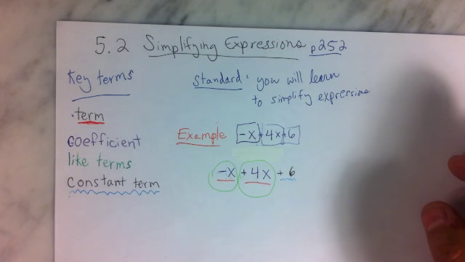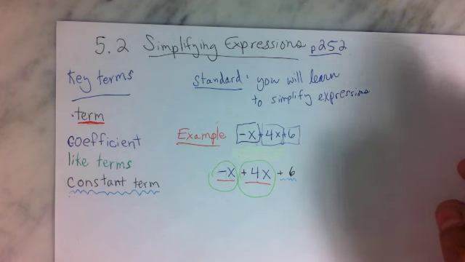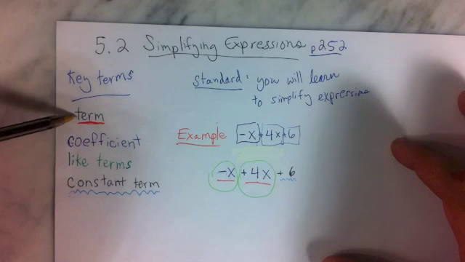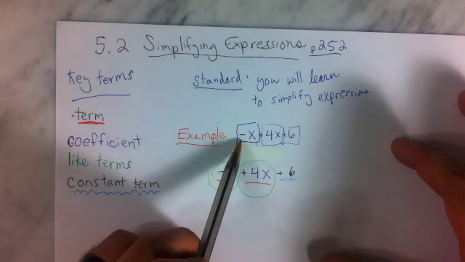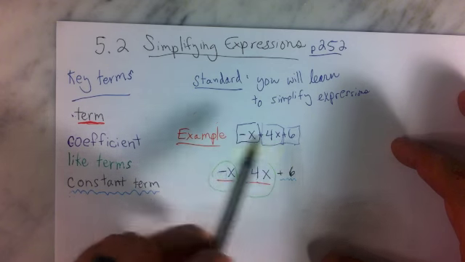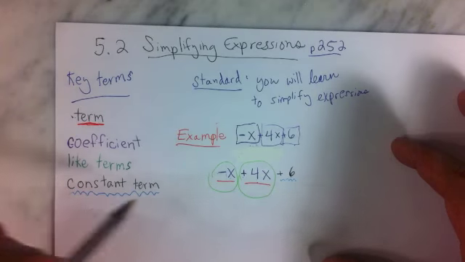It's just a plain old plus 6. It does not change. Okay? So let's go over them one more time really quick. Term is the parts that are added together. So -x, sorry, 4x and 6. Those are all 3 of our terms in this expression.